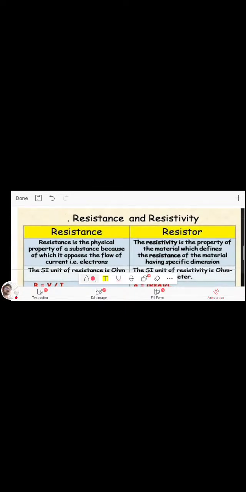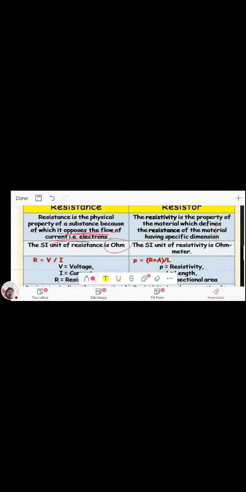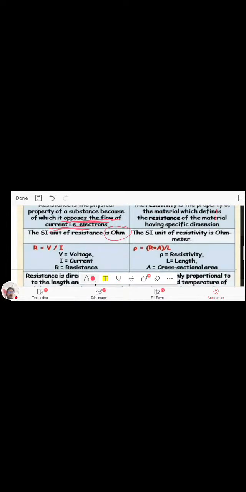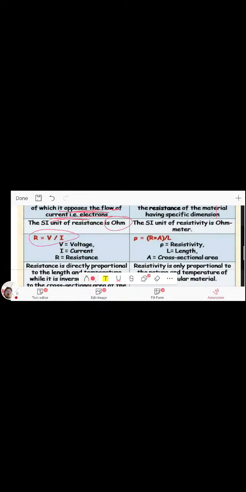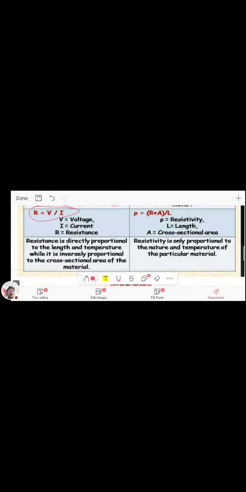Resistance is a physical property. Resistance is a physical property of the substance which opposes the flow of electrons, that is, current. SI unit is ohm. The formula by Ohm's law is R equals V by I. Resistance is directly proportional to length and temperature, and inversely proportional to area of cross section and nature of material.